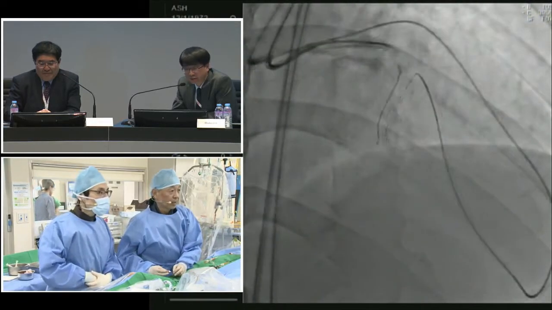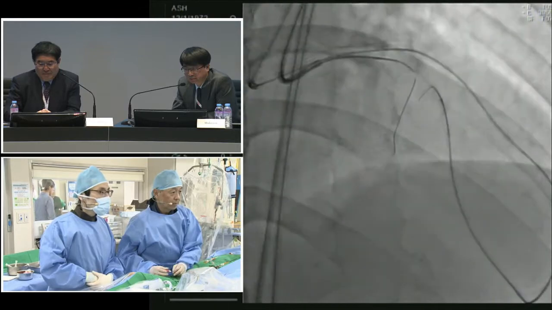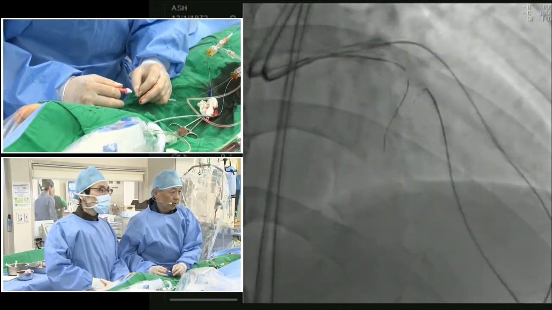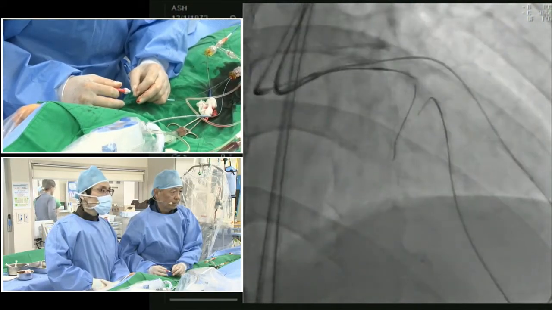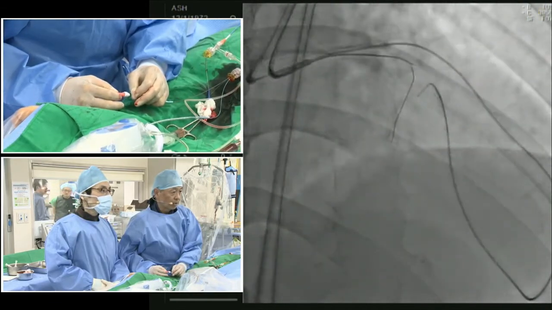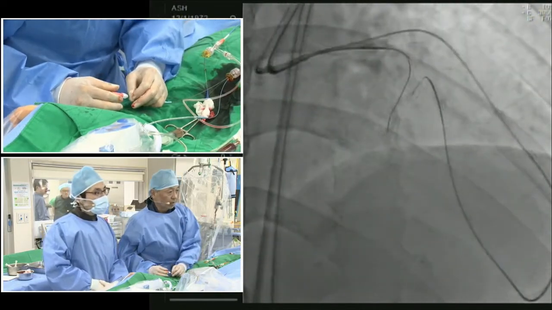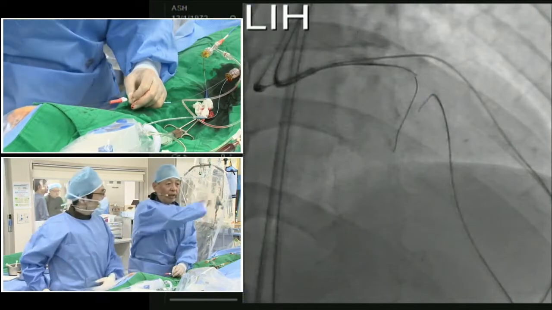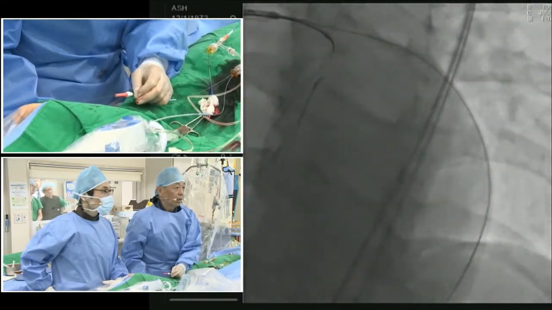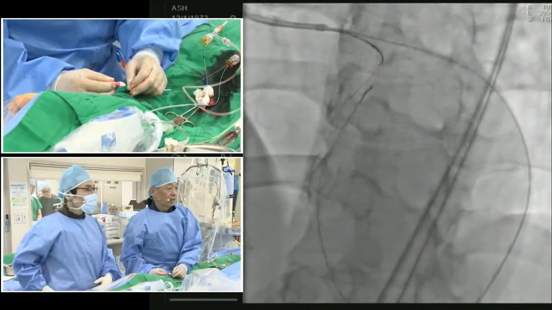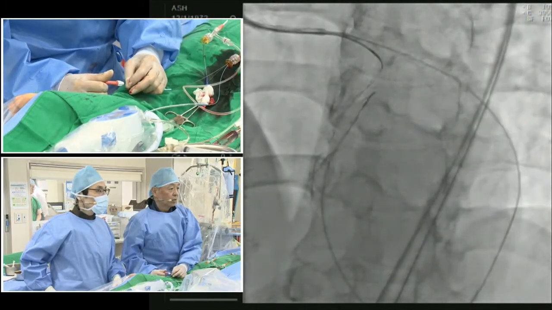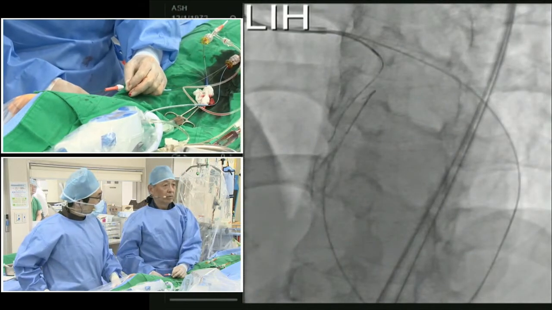Engaged. Okay. No dimple. Okay, here. Okay, maybe captured, but correct or not, I'm not sure. Okay, let's check from LAO cranial. Looks bad. No good. Okay, back to LAO cranial.